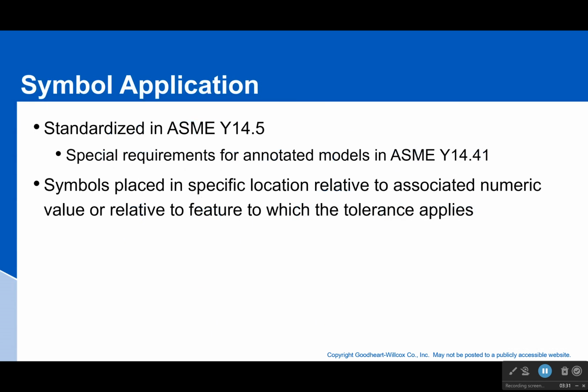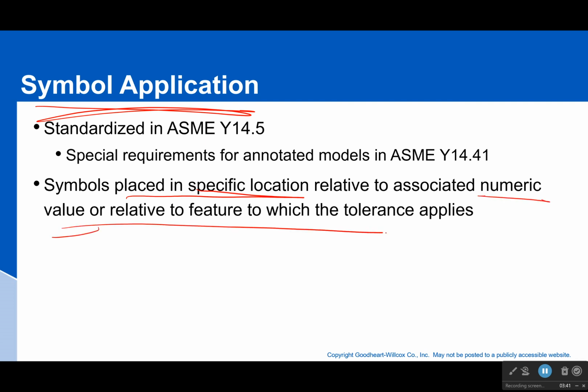Okay, so how are these symbols applied? Well, symbols are placed in a specific location relative to the associated numeric value, or relative to the feature to which the tolerance is applied. I'll say that one more time. The symbols are placed in a specific location. Where is that? It's either next to our numeric value or the feature to which the tolerance applies. We're going to see that soon. Like you'll see a diameter symbol and it'll be next to the actual number for the diameter.